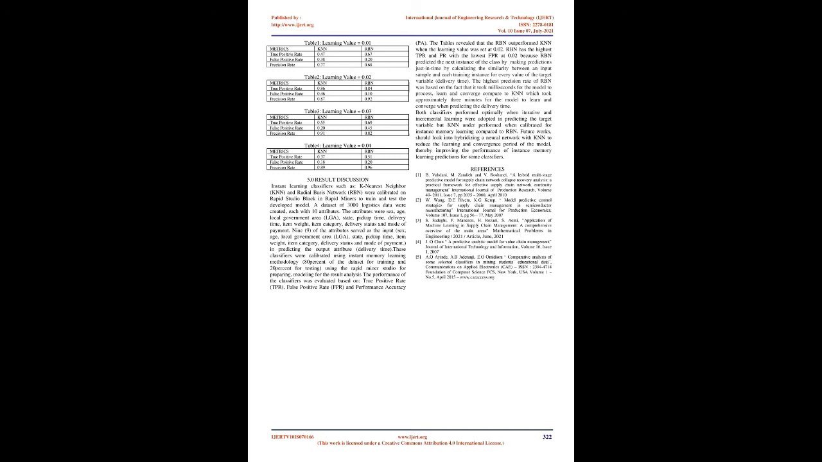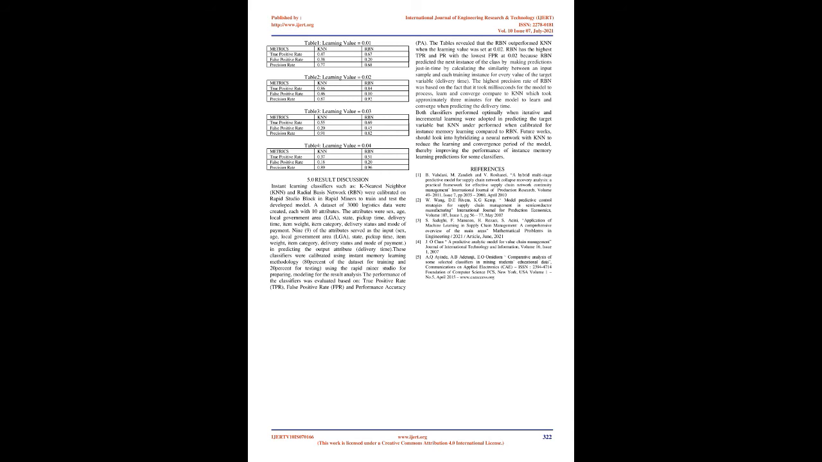5.0 Result Discussion. Instance learning classifiers such as K-nearest neighbor, KNN, and radial basis network, RBN, were calibrated on RapidMiner Studio to train and test the developed model. A dataset of 3,000 logistics data were created, each with 10 attributes. The attributes were sex, age, local government area, LGA, state, pickup time, delivery time, item weight, item category, delivery status, and mode of payment. Nine of the attributes served as the input: sex, age, local government area, LGA, state, pickup time, item weight, item category, delivery status, and mode of payment, in predicting the output attribute, delivery time.